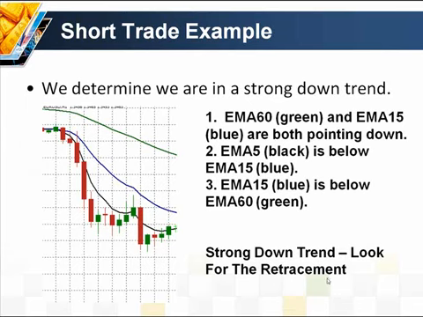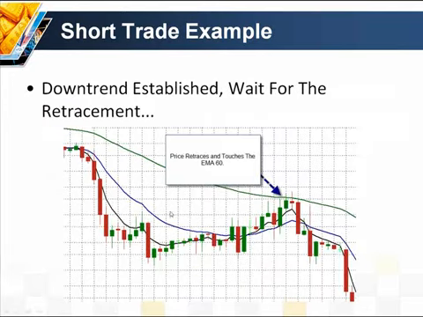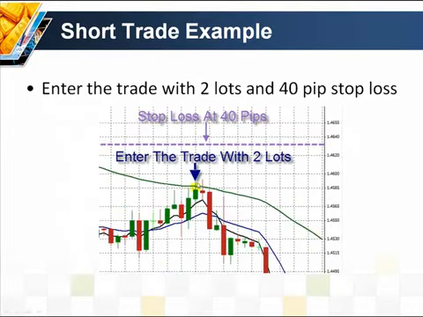We look for the retracement. And when the retracement occurs, that's our indication to enter the trade. So we've established that we are in a downtrend. We wait for the retracement, and showing that on a chart, here's the portion of the chart where we establish the downtrend. We wait for the price to retrace until it touches the EMA 60, which is the green line. And at that point, we enter the trade. We enter with two lots, and we set a stop loss at 40 pips back from our entry point. So in this case, we would enter short as soon as the green bar touched the green line right here, showing it on the chart.